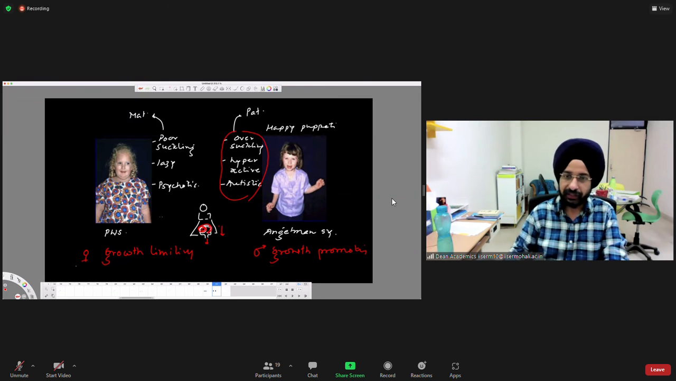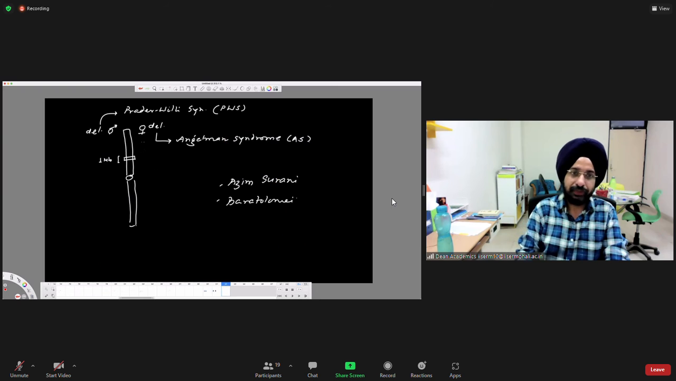Now, on this chromosome, if you zoom into this region, you will find there are genes which are maternally expressed, and then we have a set of genes which are paternally expressed. Now, there are two regulatory elements in between over here. We call them control regions.